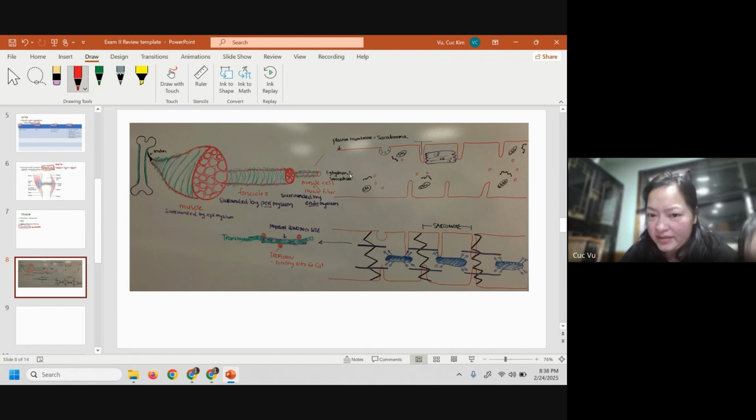The cytoplasm of a muscle cell is called the sarcoplasm. So again, a lot of vocab. So the best way to process this is to do a vocab list.